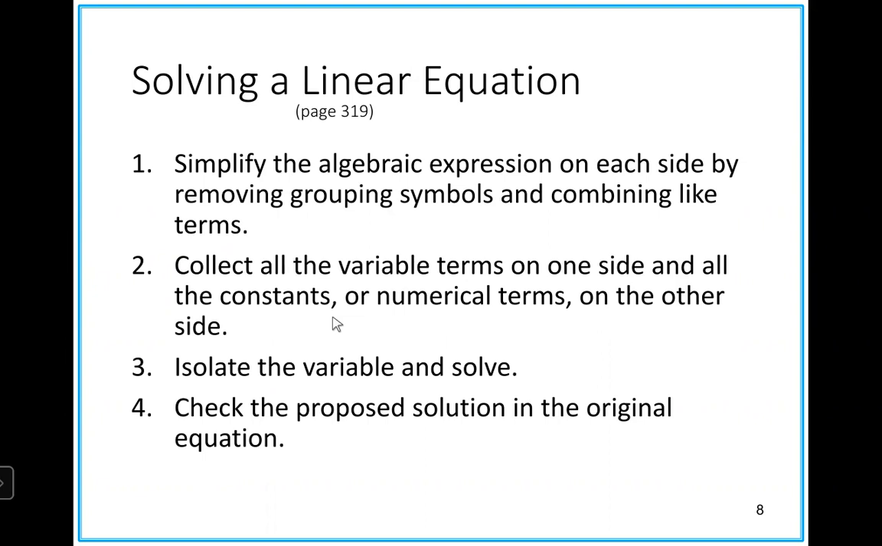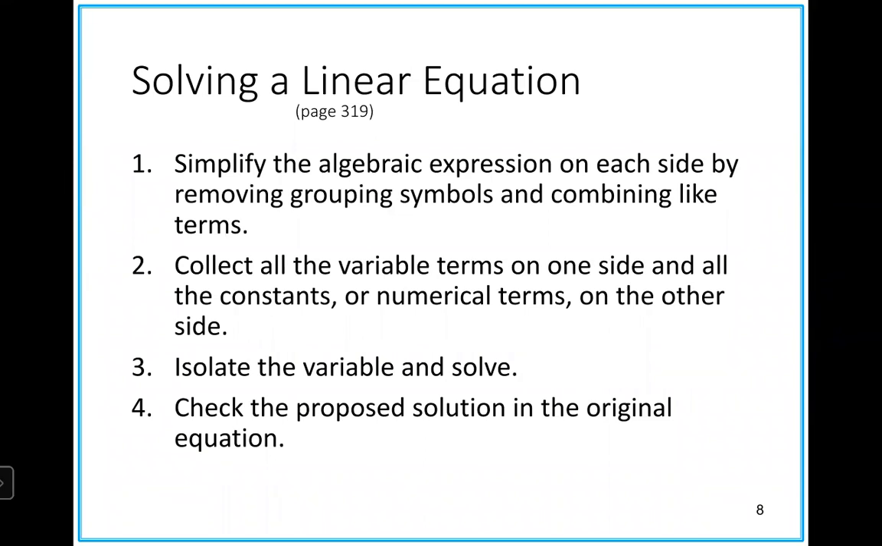It says simplify the algebraic expression on each side by removing grouping symbols and combining like terms. So sometimes you do have brackets, and it's advised to deal with the brackets first and then combine the like terms. Then you collect all the variables on one side and all the constants on the other side. Then you isolate the variable and solve, and then you check your answer.